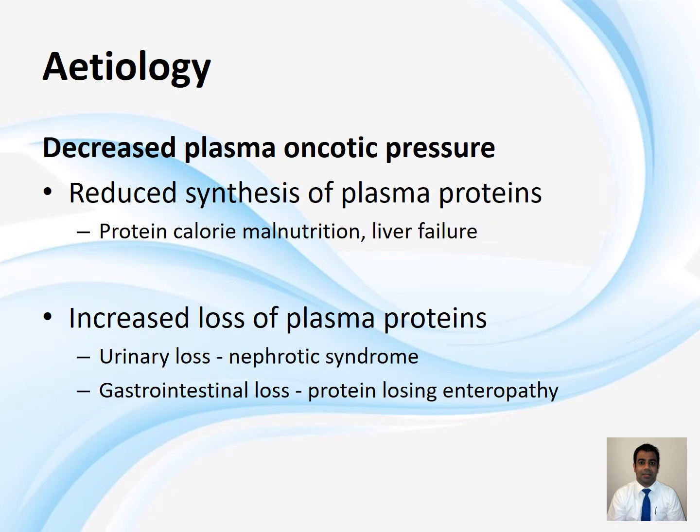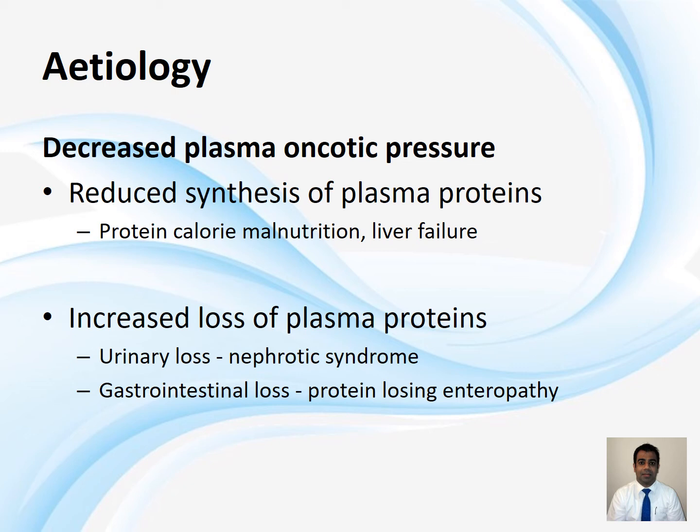What leads to a loss of plasma oncotic pressure? I mentioned that a loss of plasma oncotic pressure would lead to edema. Firstly, there can be reduced synthesis of plasma proteins, which are essential to maintain the plasma oncotic pressure. When there is reduced synthesis of plasma proteins, like in protein calorie malnutrition, where protein synthesis is hindered, there would be loss of plasma oncotic pressure and edema. The liver is the organ that forms most of the plasma proteins.